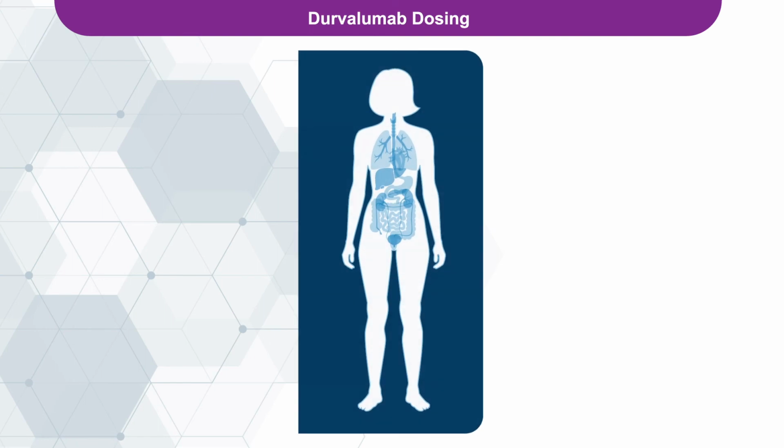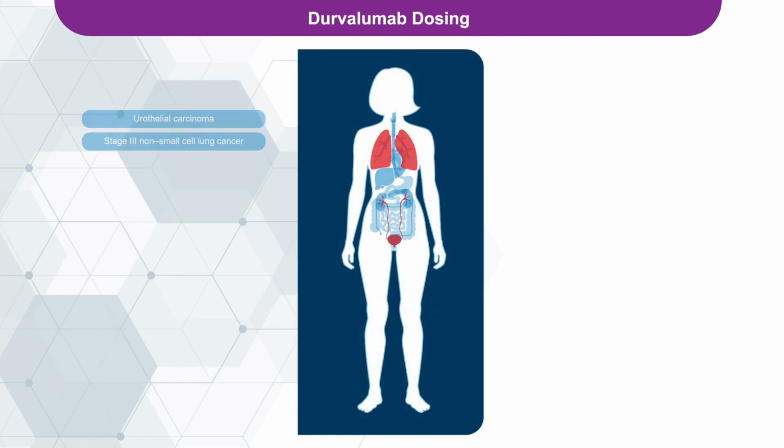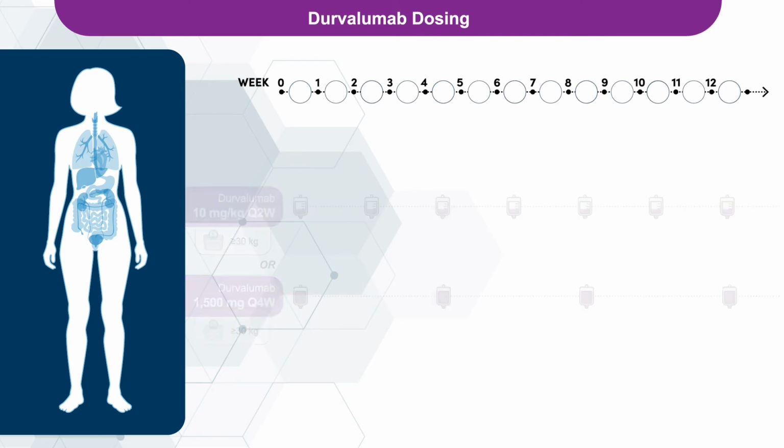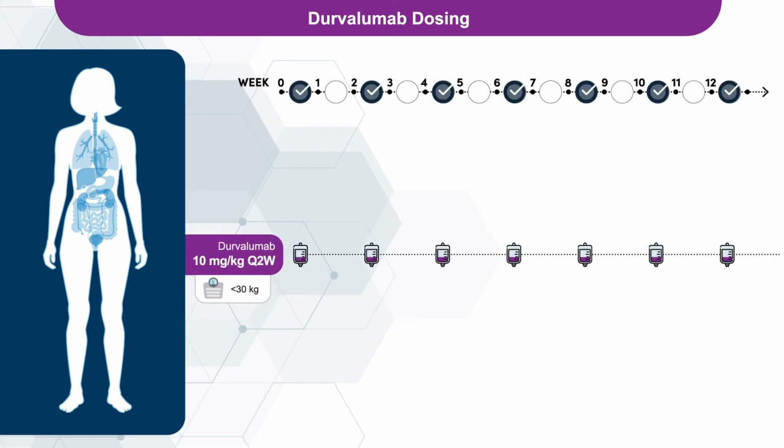Durvalumab is FDA approved for several indications. For patients with urothelial carcinoma, non-small cell lung cancer, durvalumab is administered at 10 milligrams per kilogram every 2 weeks or 1,500 milligrams every 4 weeks in patients that weigh at least 30 kilograms. For patients who weigh less than 30 kilograms, durvalumab is dosed at 10 milligrams per kilogram every 2 weeks.